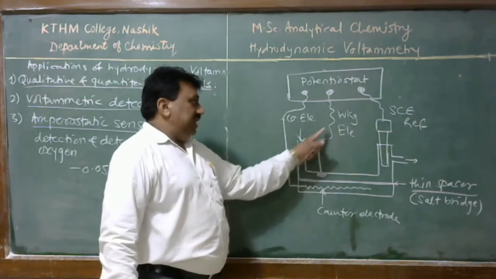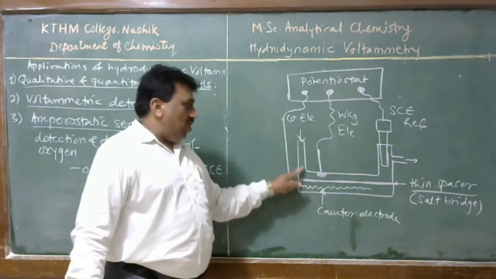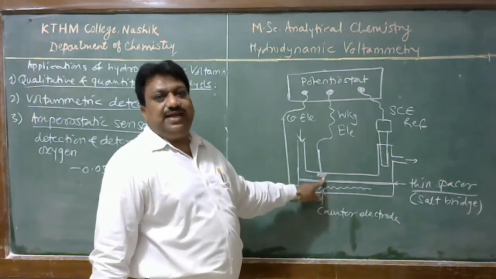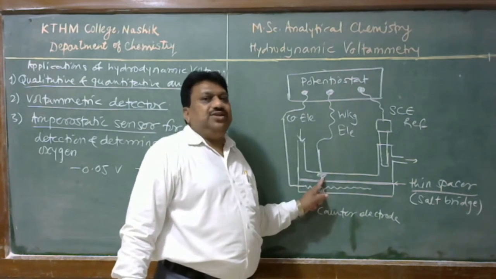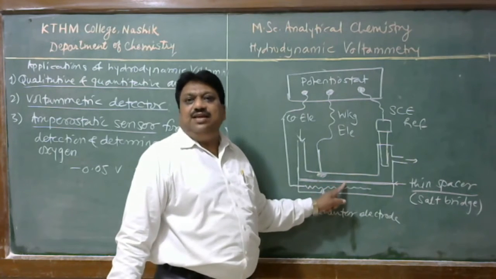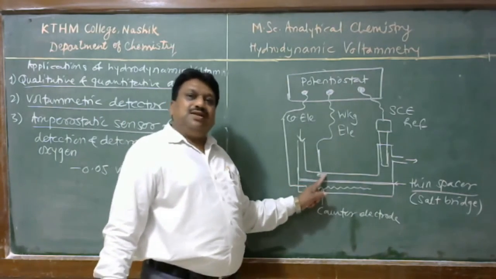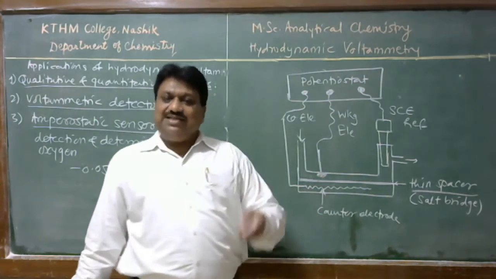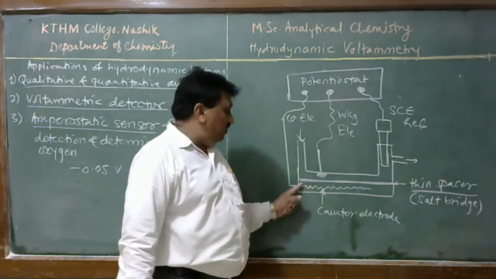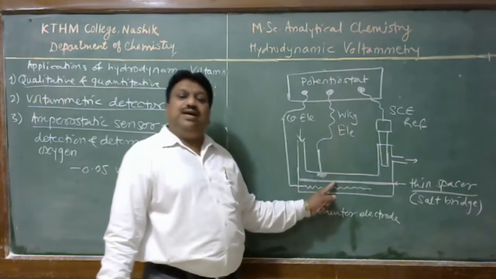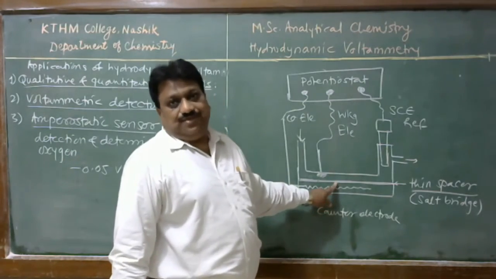Therefore, here this working electrode is kept at this potential, and this oxygen will come in contact with this working electrode. It undergoes reduction, and that reduction current is directly proportional to the concentration of the oxygen present in the analyzed solution or sample solution. By this method, we can determine the concentration of oxygen in blood serum, as well as in seawater, in river water, in drinking water, as well as in other solvents. And therefore, here hydrodynamic voltammetry can be used as a good oxygen sensor.